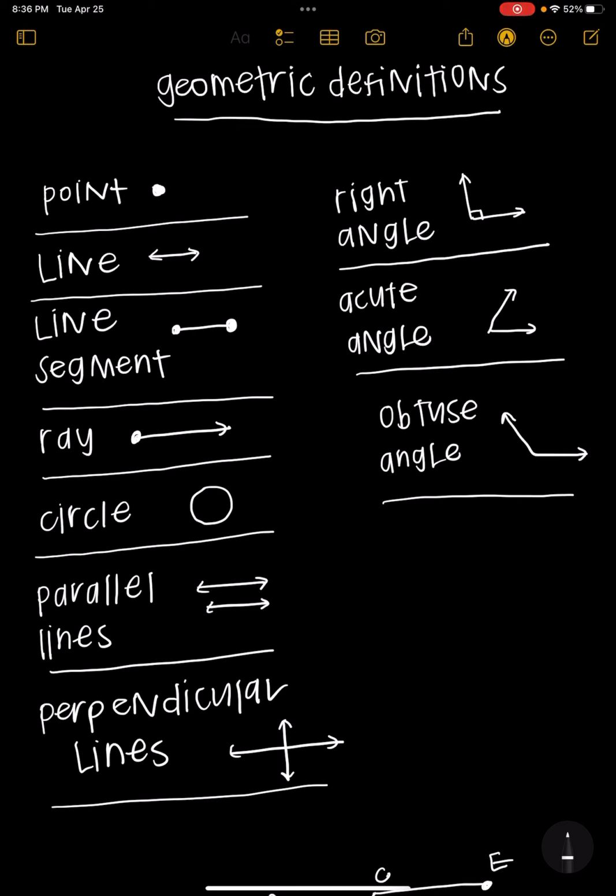So first you have a point. A point is just what it is. It's a point. It's at a specific location in a space or a flat surface. We name points by one letter, so it could be point A, point B, point C.